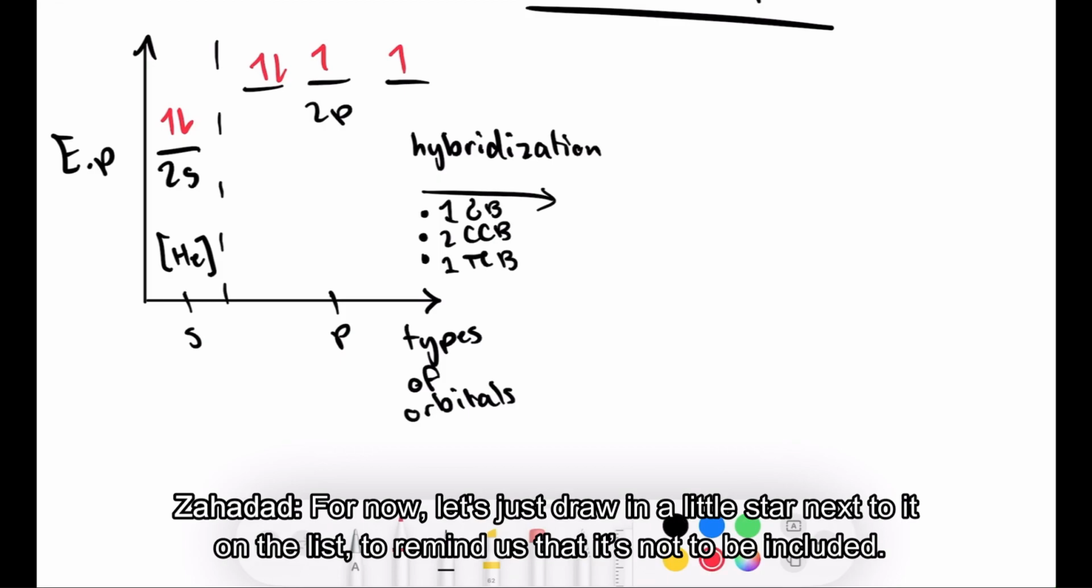For now, let's draw a little star next to it on the list to remind us that it won't be included.